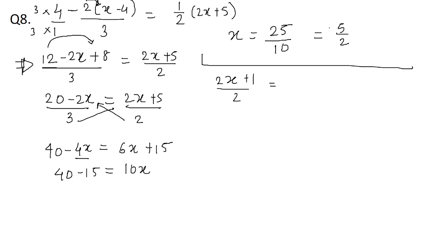Okay, so now we got the value of x. Just insert it in the given expression: 2 into 5 by 2 plus 1, divided by 2. The 2 will get cancelled on both sides. 5 plus 1 will give me 6. 6 upon 2 is equal to 3. So 3 is the answer for the given question. I hope you have understood this.